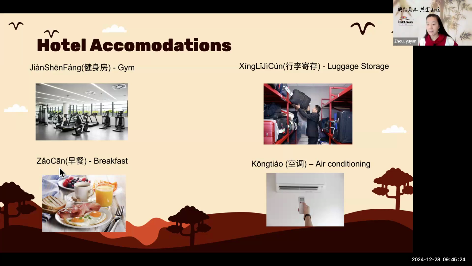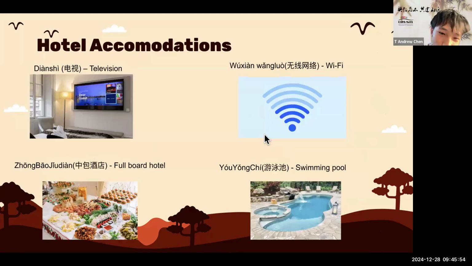Breakfast. Now I know one student just asked, how do you say camp in Chinese? We'll learn that in the next slide, or in about 2 slides. We'll get to it. Patience. All right. Next slide.